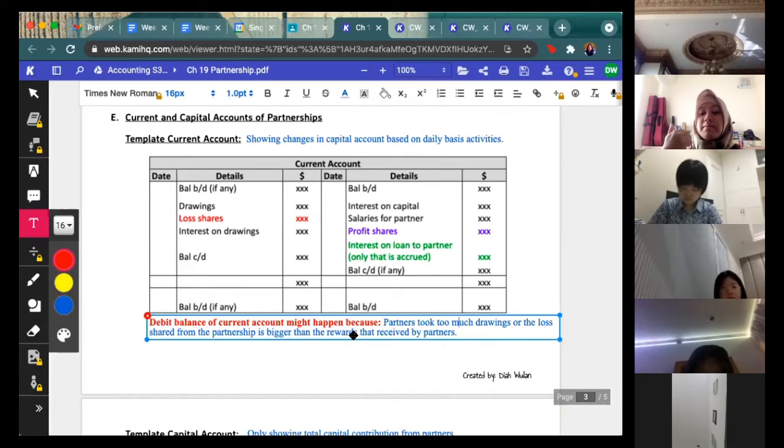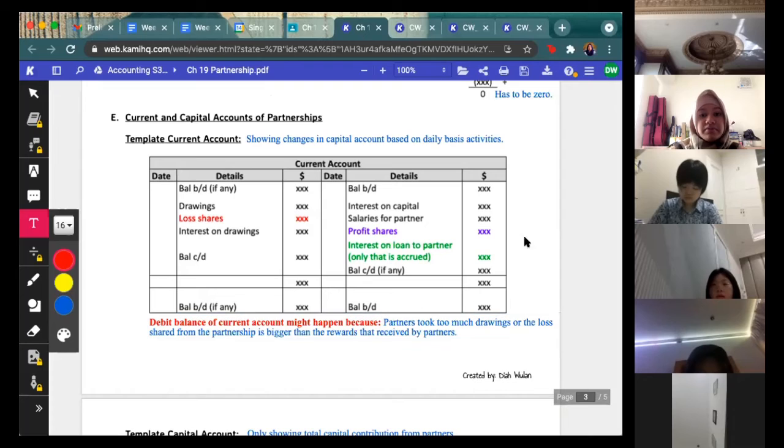The reward is, for example, profit shares, interest on capital, salaries. Sometimes it happens that the current account has a debit balance, meaning a negative balance. It does not regularly happen, but it can happen. So this is the balance b/d. A normal balance b/d on the debit side is if any.